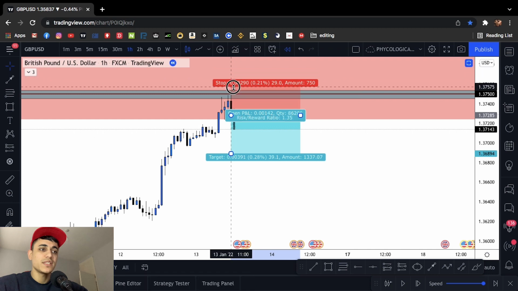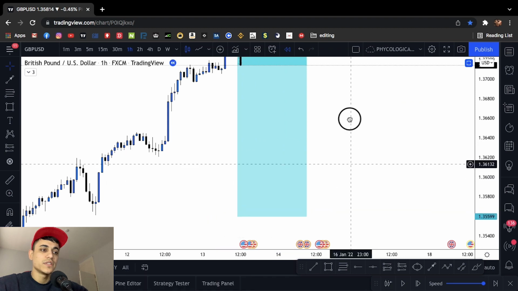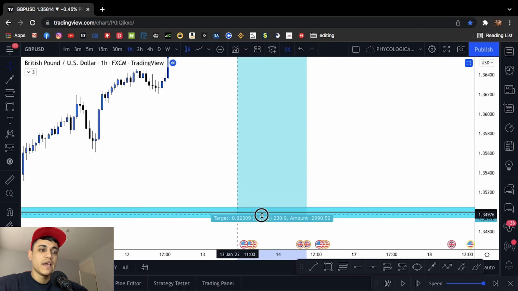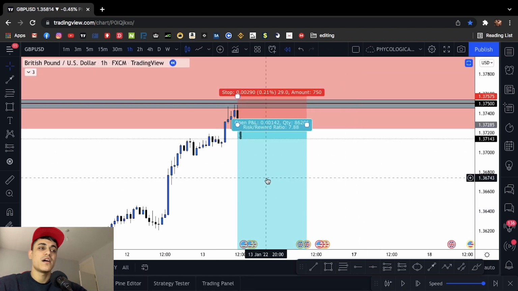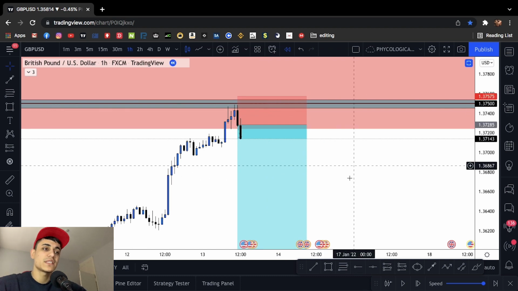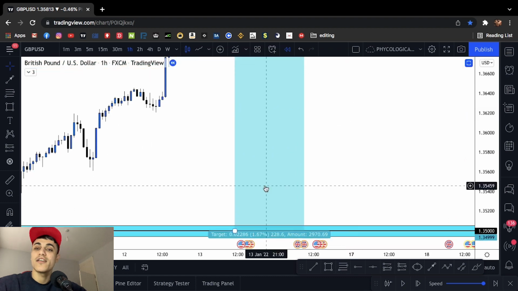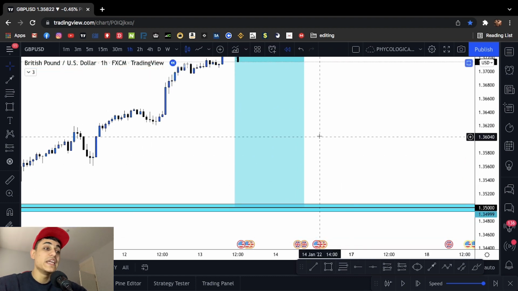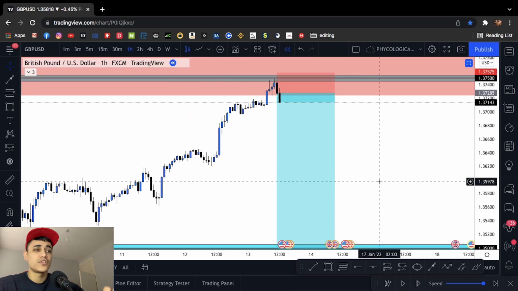My stop is just above here, and my take profit is our next psychological number, which is all the way down here, and that is 250 pips. And this trade is a 1 to 7.8 risk reward ratio. We have 30 pips at risk, but our reward is 230 pips. So for me, that's a perfect trade, and you're basically almost never in drawdown.